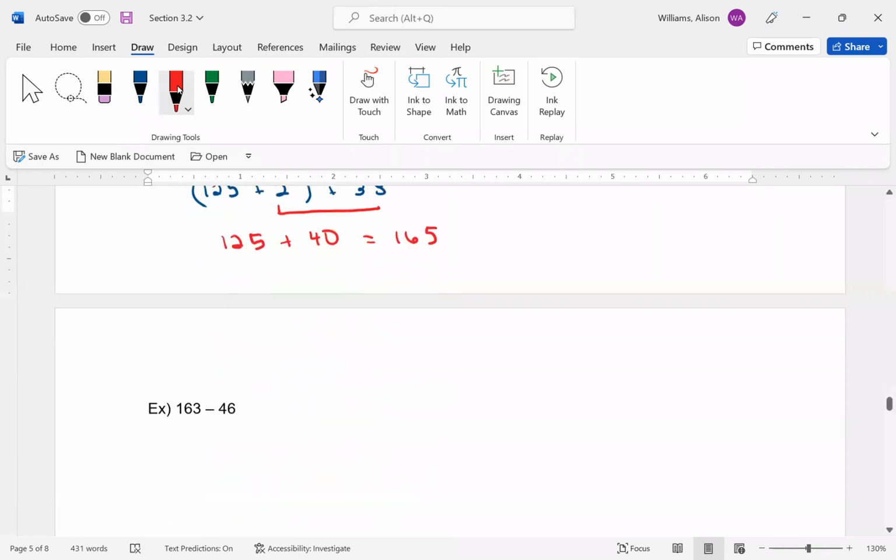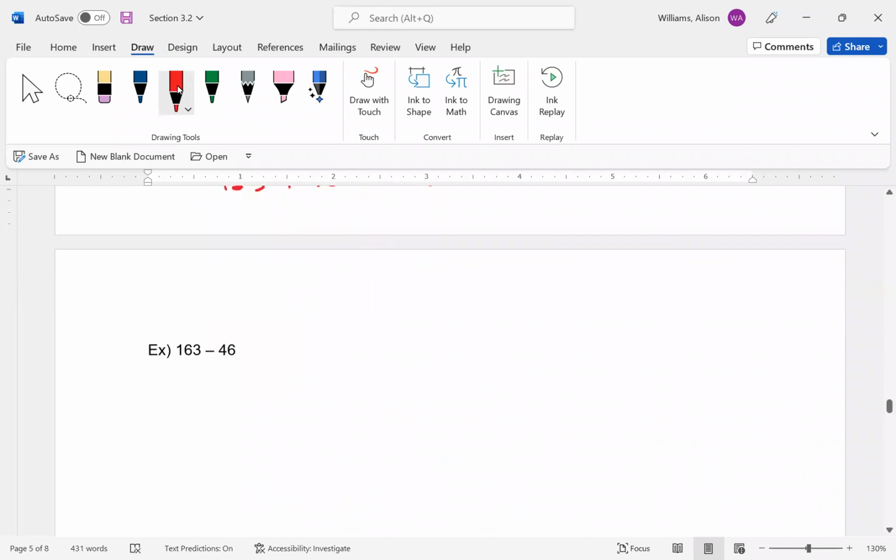Let's try one with subtraction. Okay. So let's break up the 46 as 40 and 6. And since it's subtraction, they're both going to be subtractions. So let me just write it like that. I'll drop the parentheses for right now. Okay, so the 163 minus 40, that's going to just be 123. And then 123 minus 6 is 117. Okay, not terrible.